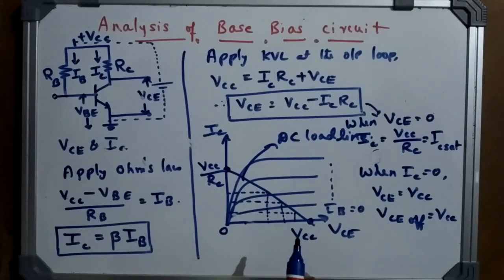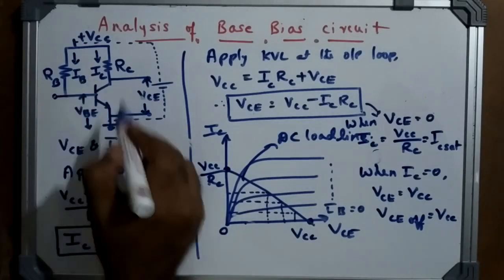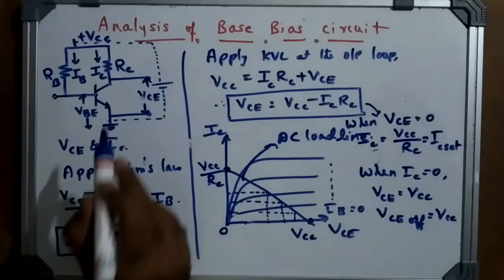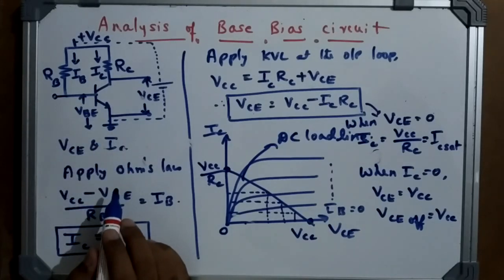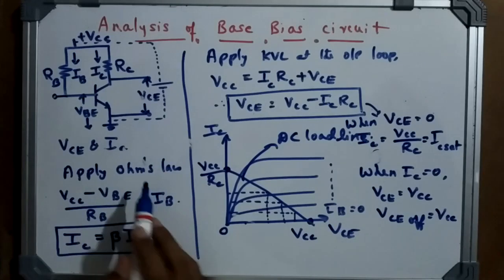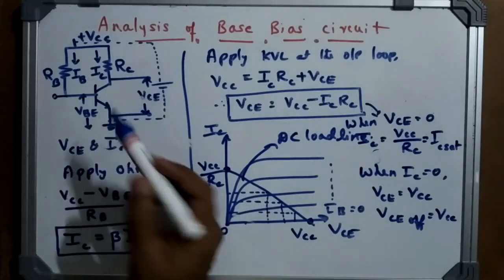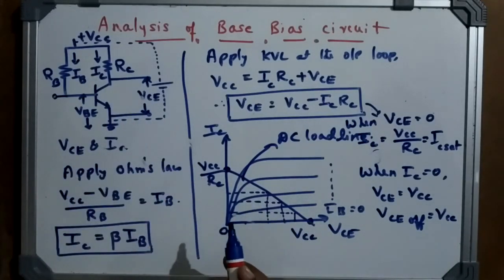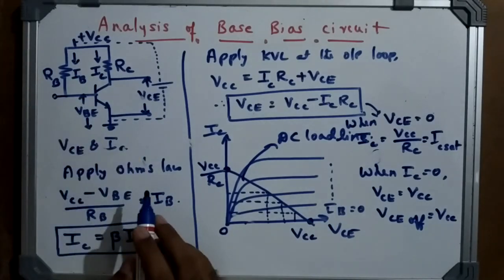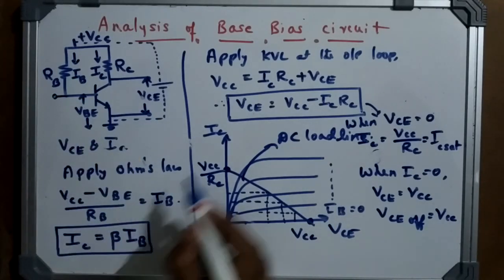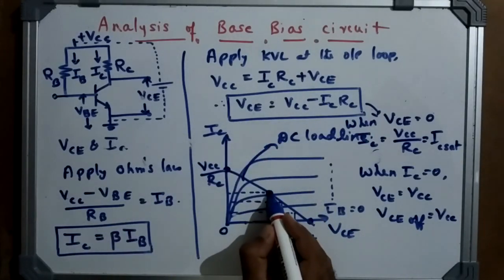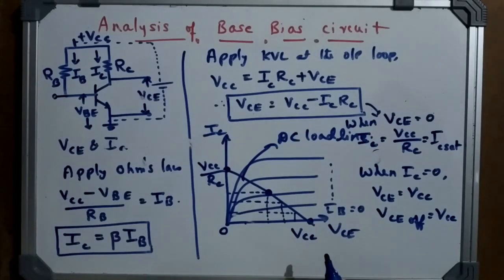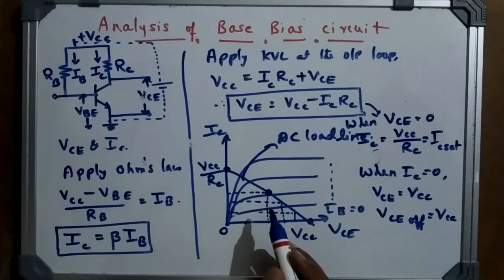Now, for a circuit, the value of VCE and IC is constant. I am not applying any input now. I have applied only the biasing voltage. Therefore, the value of VCE and IC is constant, because there is no variation in the input. So what is the value of VCE and IC? This is VCE and this is IC. Let us say this one is the value of VCE and this is the value of IC.